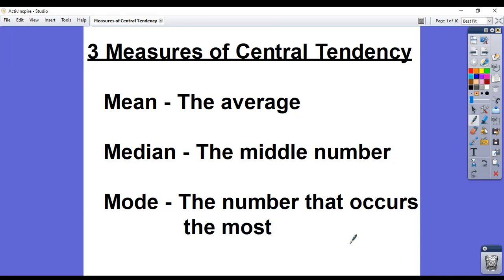Today we're going to discuss the three measures of central tendency: mean, median, and mode. All three of these will give us information about a set of data, talking about how they are centered in terms of the average, the middle number, or the number that occurs the most.